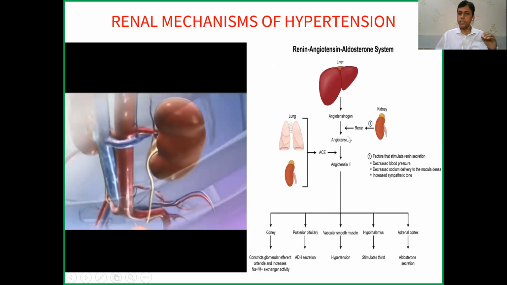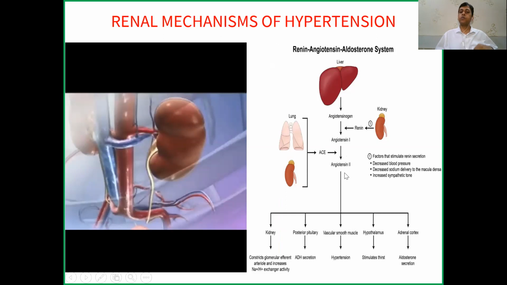And this angiotensinogen is converted into angiotensin 1 after the action of renin. When this angiotensin 1 reaches the lungs through the heart, the endothelial cells of the blood vessels in the lungs secrete angiotensin converting enzyme, ACE. So angiotensin converting enzyme works on angiotensin 1, and angiotensin 1 is converted into angiotensin 2.